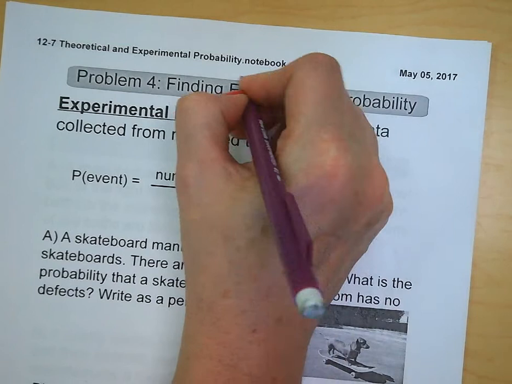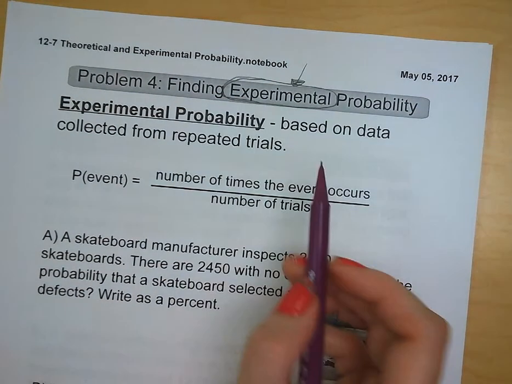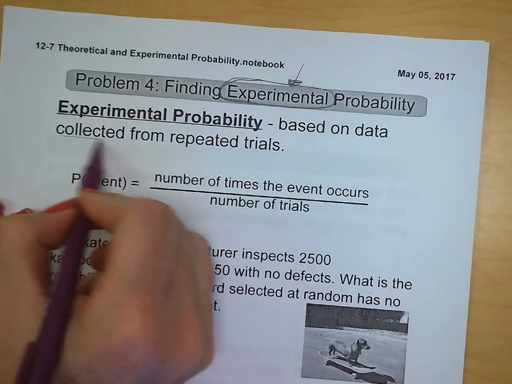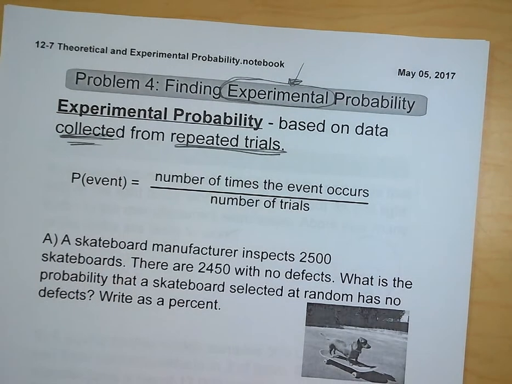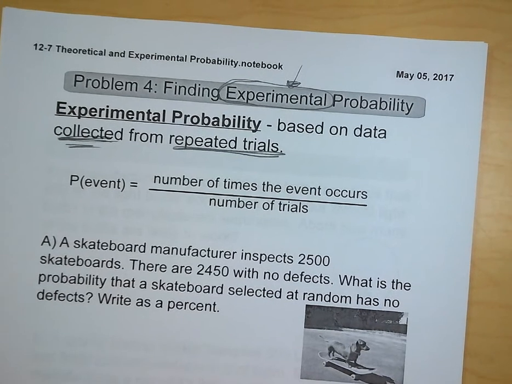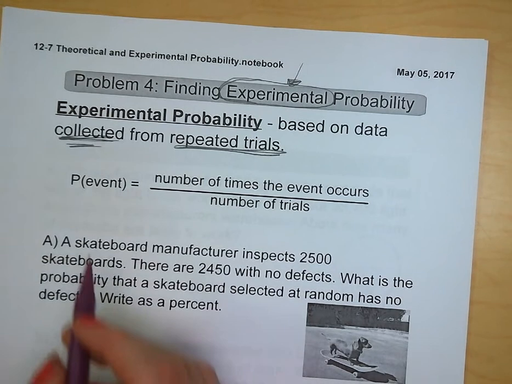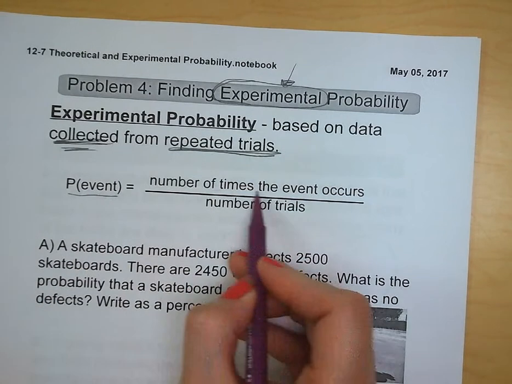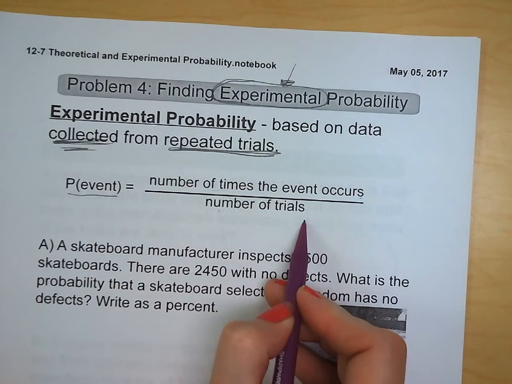Now, problem number 4 is finding experimental probability. And this is based on data collected from repeated trials. So this isn't just theoretical, the perfect world, what is our probability? This is actually doing a bunch of experiments and seeing what your probability is. And so the way we do this is we take the number of times that that event occurs divided by the number of trials that you did.